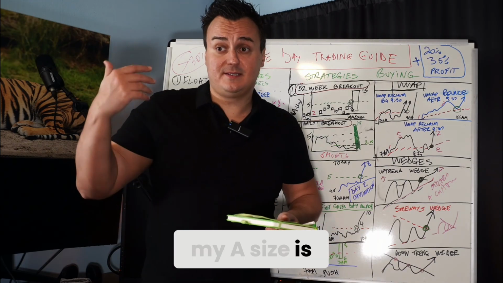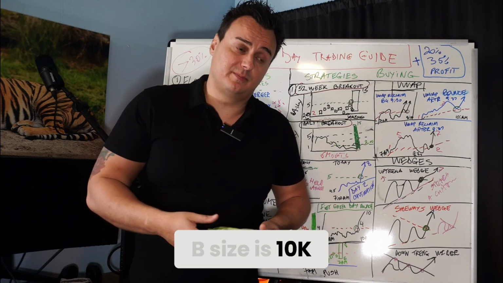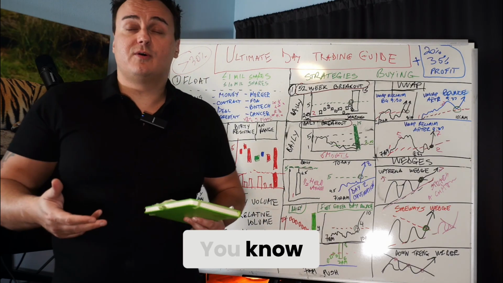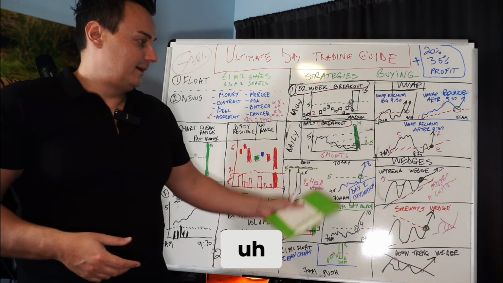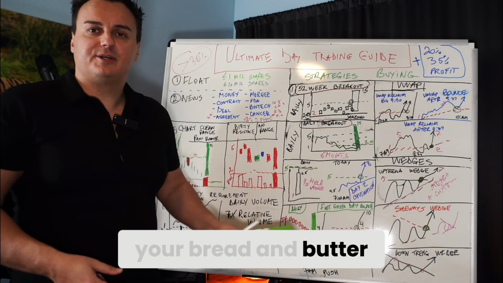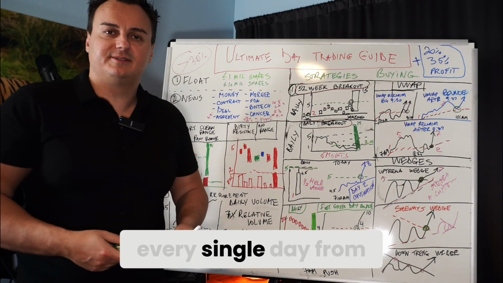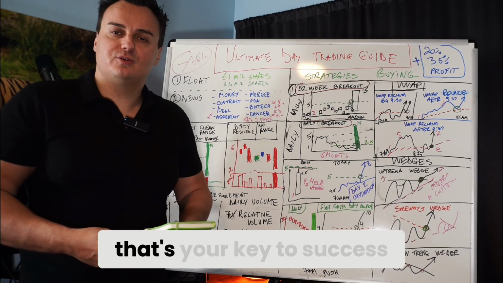My A size is probably 30K. My B size is 10K. My C size is 5K. Having rules to not overtrade and not oversize all these setups. These setups are your bread and butter, how I make money every single day from the market. That's your key to success.